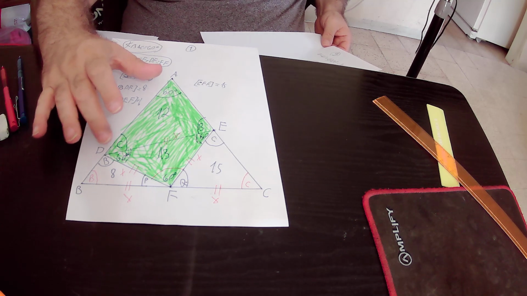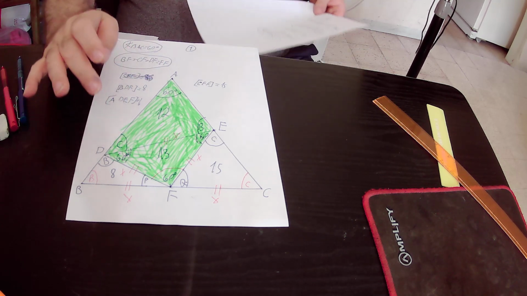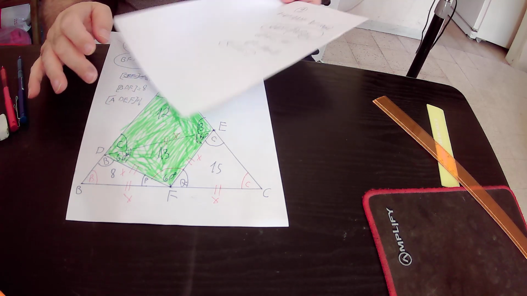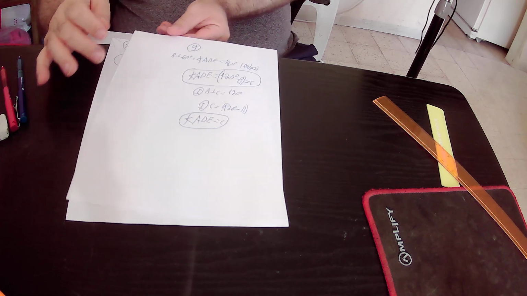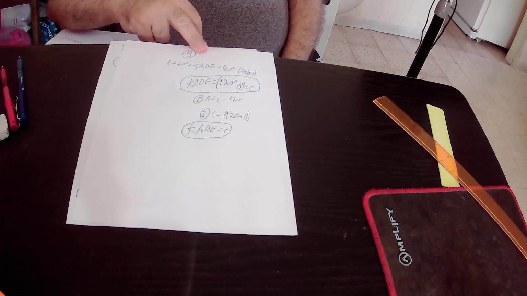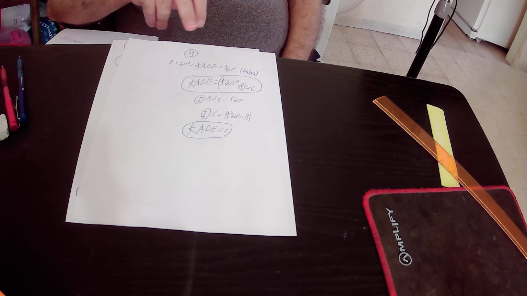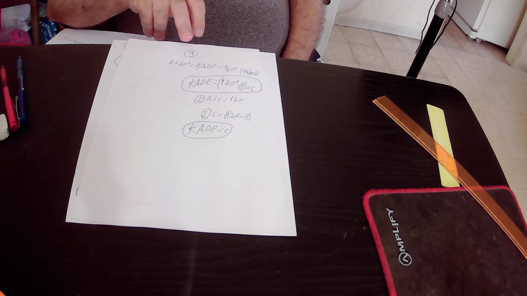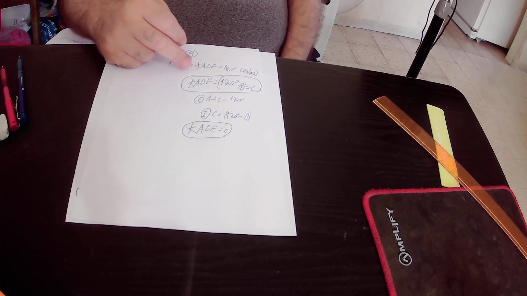That is to say, B plus C plus angle ADE must be equal to 180 degrees according to rule number 2. Again, B plus 60 degrees plus the size of angle ADE equals 180 degrees according to rule number 2. We subtracted B and 60 degrees from this equality and we got that angle ADE equals 120 degrees minus B.